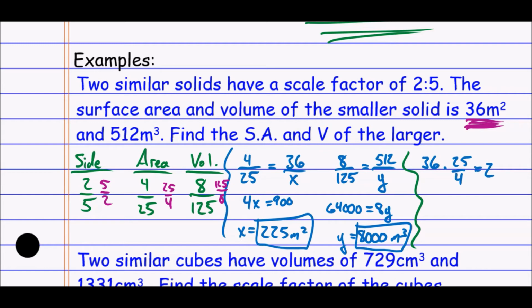And when I do that, it gives me the 225. Again, that's square meters. Okay? And keep in mind, if I multiply by the wrong one, if I multiply by 4 over 25, it's going to give me a smaller value. And just think, does that make sense?